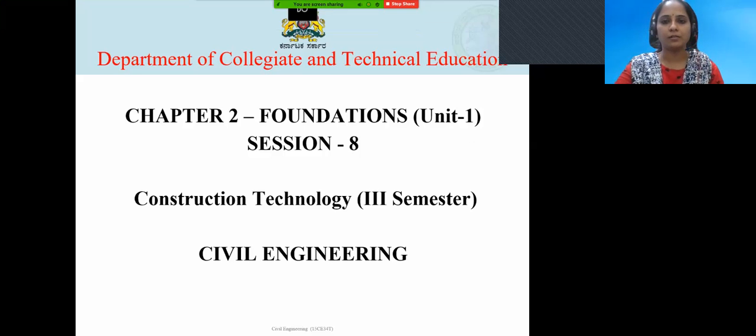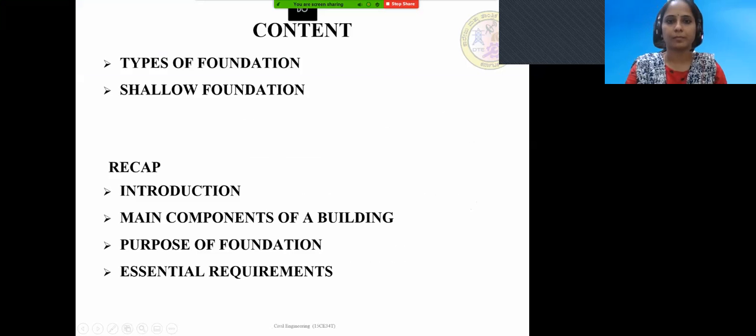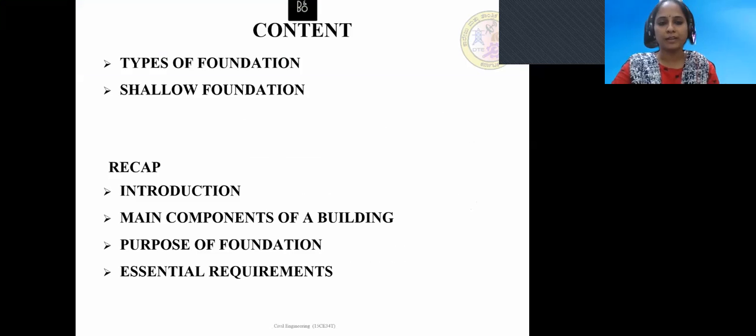Today's topic is on foundation, and today's content is types of foundation and shallow foundation. Before going to today's topic, we'll briefly recap the last class sessions, what we discussed in the last class.